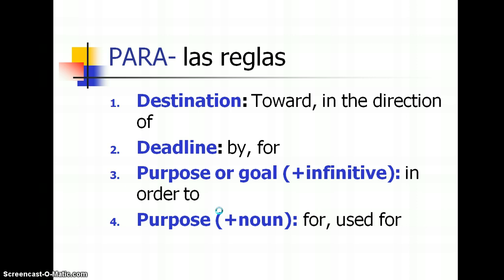Okay, para is also used to express deadlines. Para viernes próximo. It's also used to talk about the purpose or the goal of something, and is generally followed by the infinitive in this case. So, in other words, to say in order to.